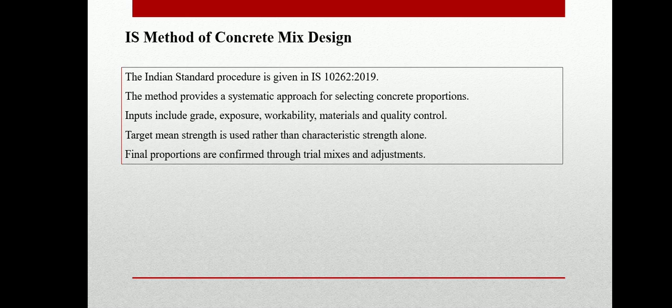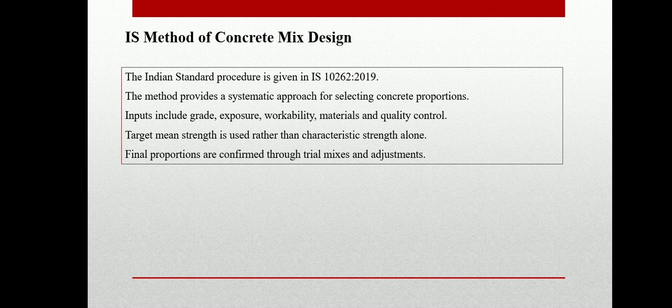Now let's move on to the heart of today's lecture, the IS method of concrete mix design in India. This systematic procedure is laid out in IS 10262-2019. This code gives us a structured approach for selecting concrete proportions rather than relying on guesswork or rule of thumb ratios. The inputs to this method include grade of concrete, exposure condition, required workability, properties of the materials available, and the level of quality control on site.